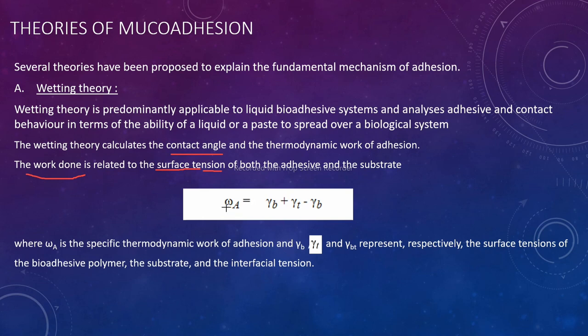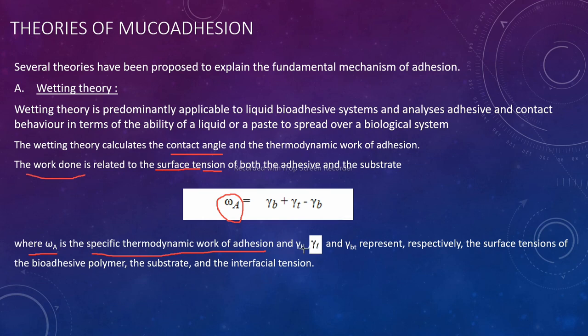This equation I'll explain to you. If you write it, it's good, but some of the universities ask a direct question about this, that is, the theory of mucoadhesion or theory of adhesion. That's why I wanted to cover this with a small equation. I have gathered this equation from articles, and it is also available in different standard books which I have read. What it says is that WA, where W is the specific thermodynamic work of adhesion. This is the work of adhesion.